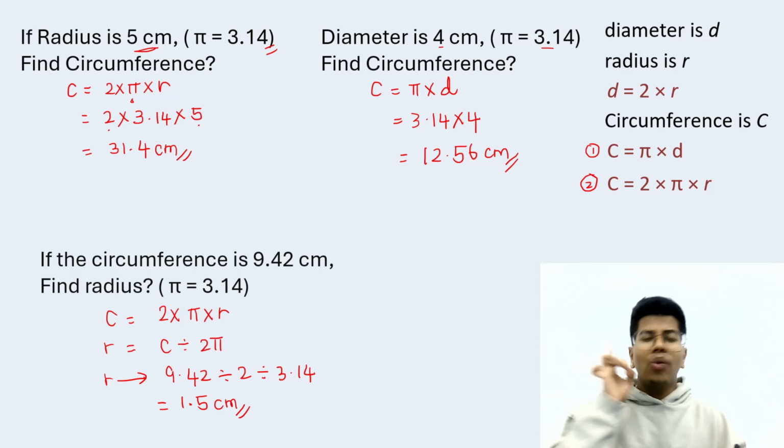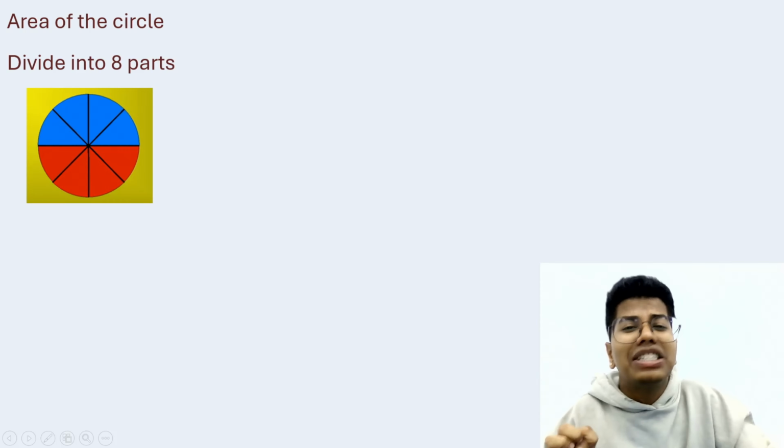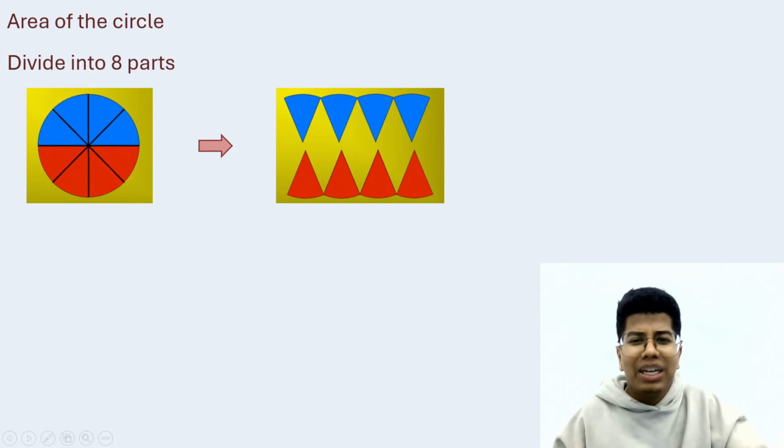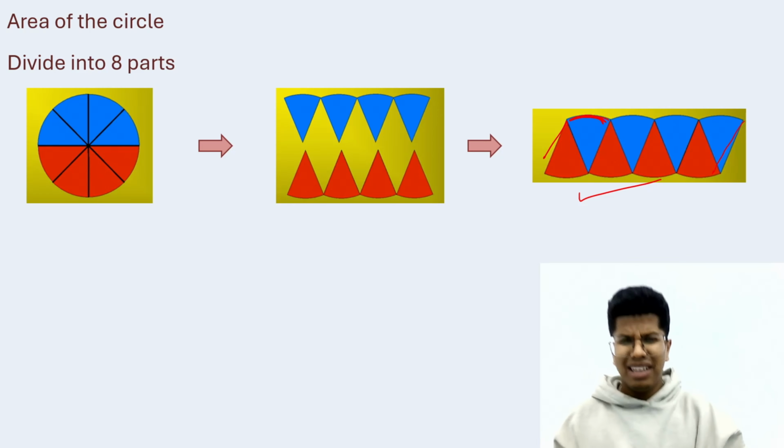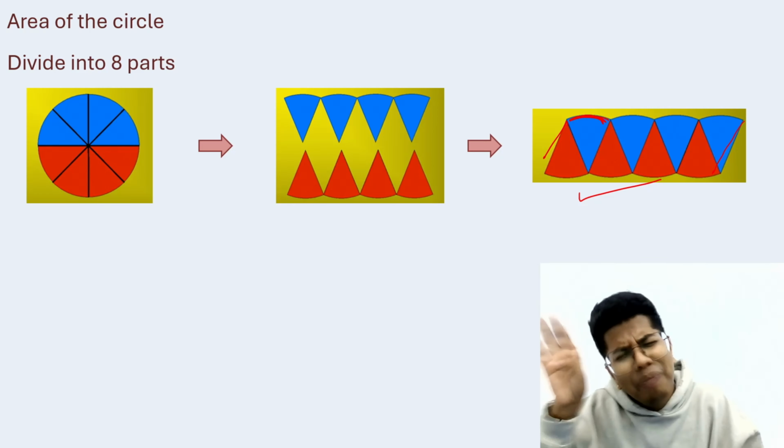Now this is very interesting. What I'm going to do is rearrange the parts. After rearranging, it looks something like this: 4 blue at top, 4 red at bottom. But you can see there are some spaces in between. So I'm going to stack it together to look something like this. Now the shape that is present here, does this remind you of any shape? It looks something like a parallelogram, but is it exactly a parallelogram? We can see there are two straight lines, but this line is more curved. So it's not exactly a parallelogram, but similar to it.